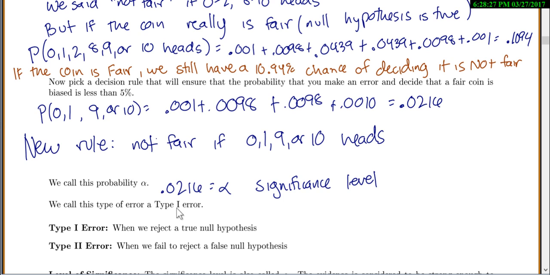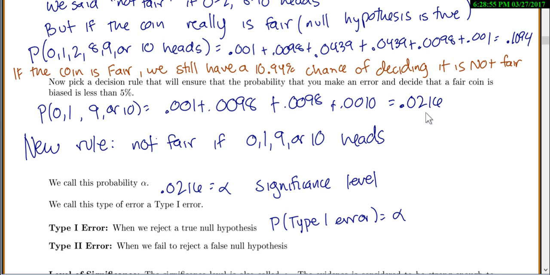This is also equal to the probability of a type 1 error. So a type 1 error is when you reject a true null hypothesis. So if you have a true null hypothesis, we don't want to reject it. And the probability of a type 1 error is equal to your alpha. Okay, so we made it so we only have a 2% chance of making a type 1 error.